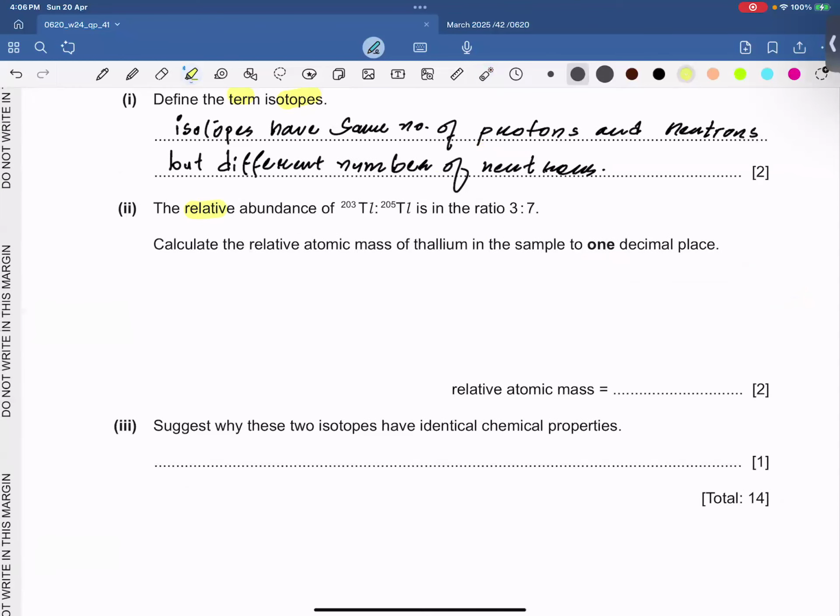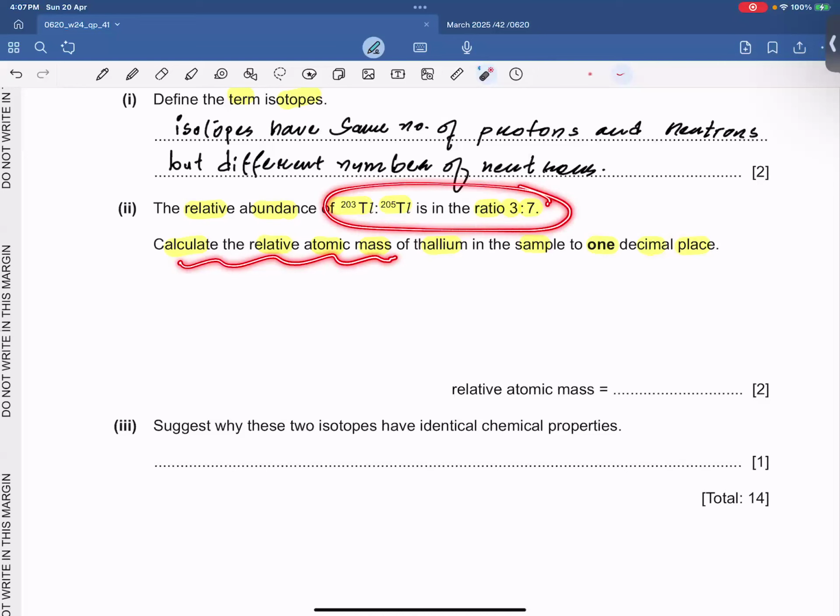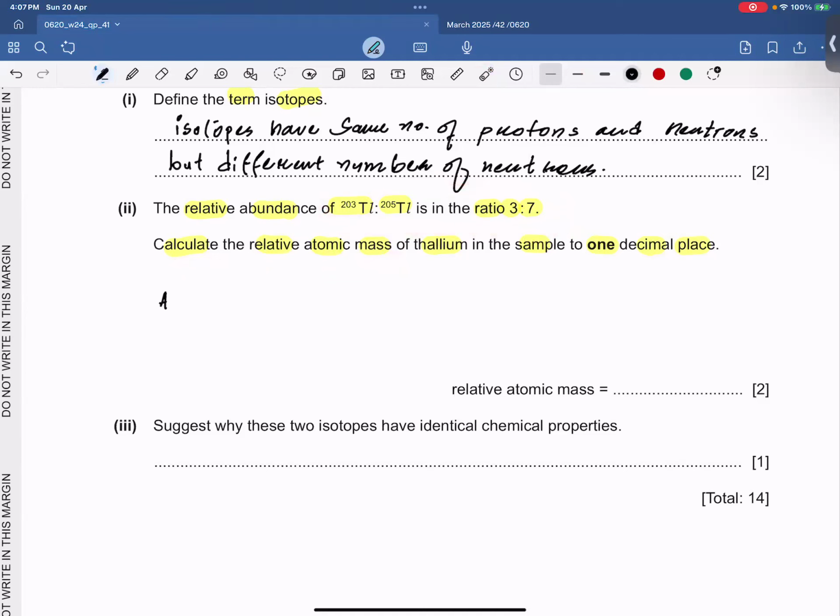The relative abundance of this isotope and this isotope is in a ratio 3:7. Calculate the relative atomic mass of thallium in the sample to 1 decimal place. So I taught you to calculate relative atomic mass through isotopes. So I'm going to use that formula.